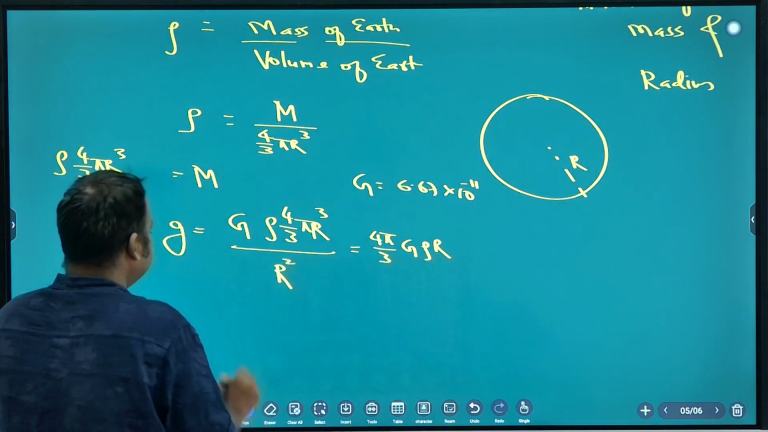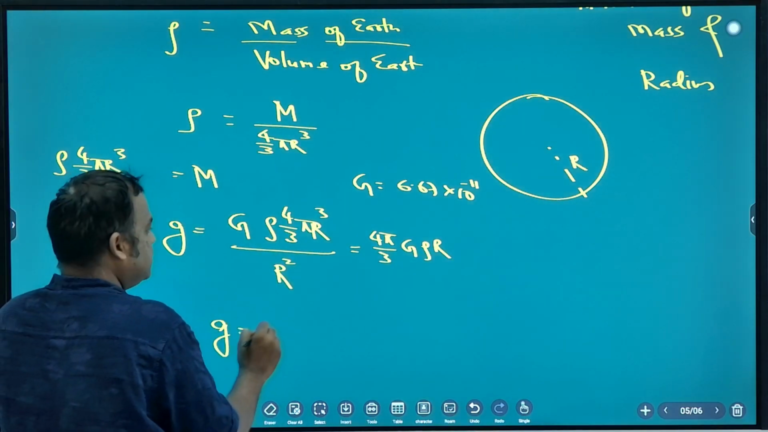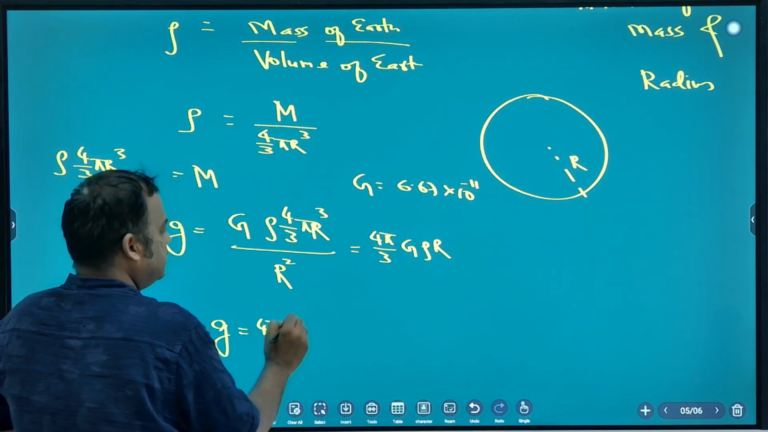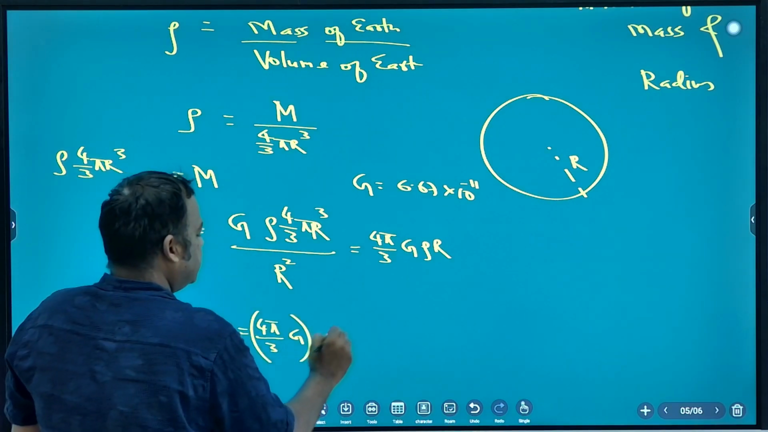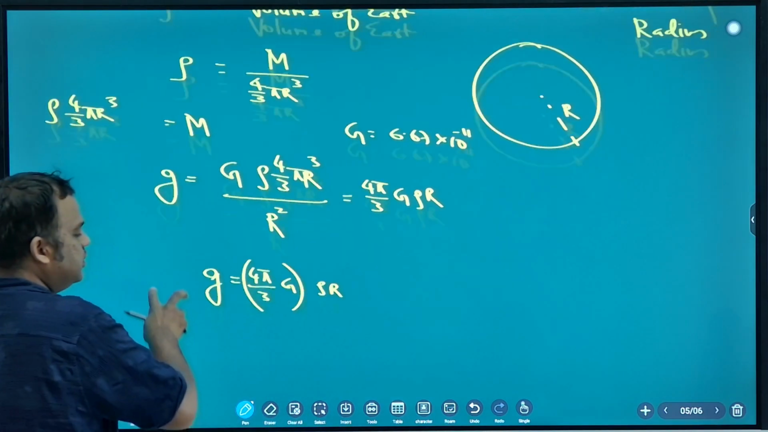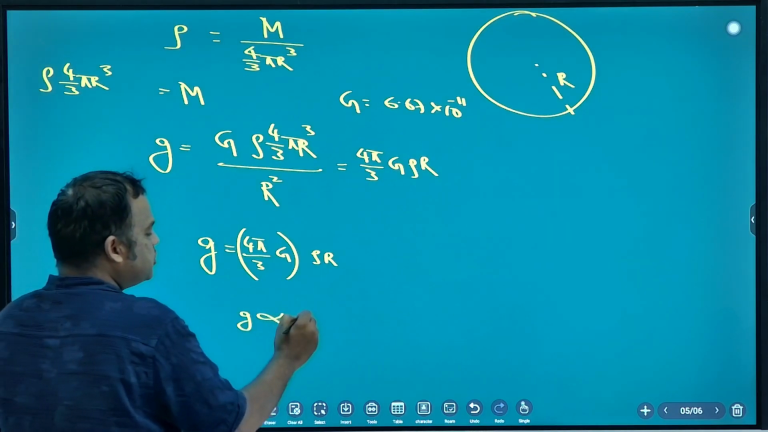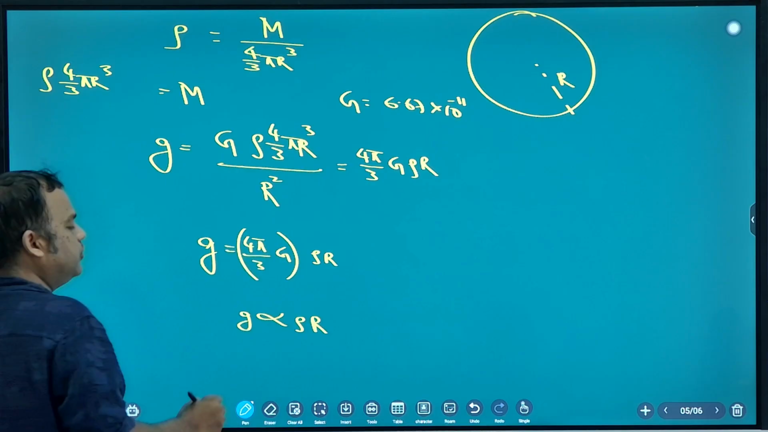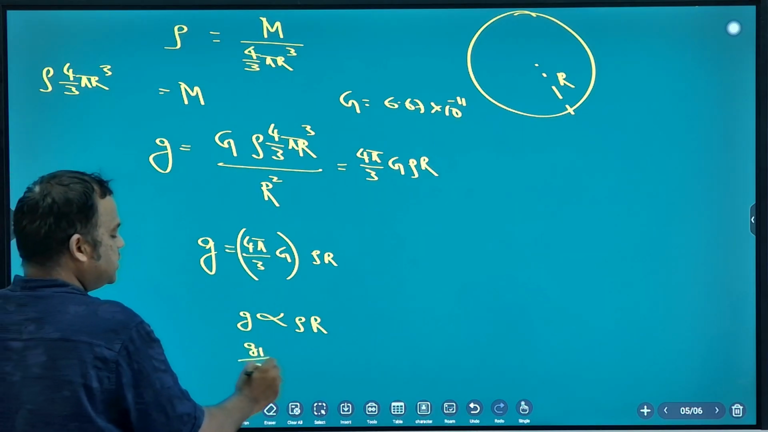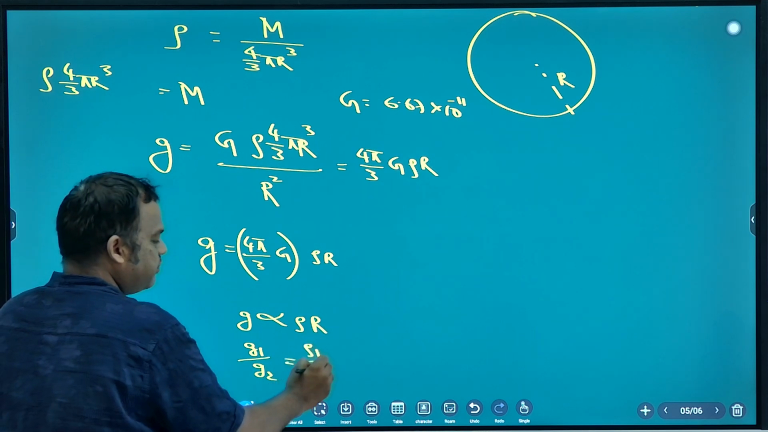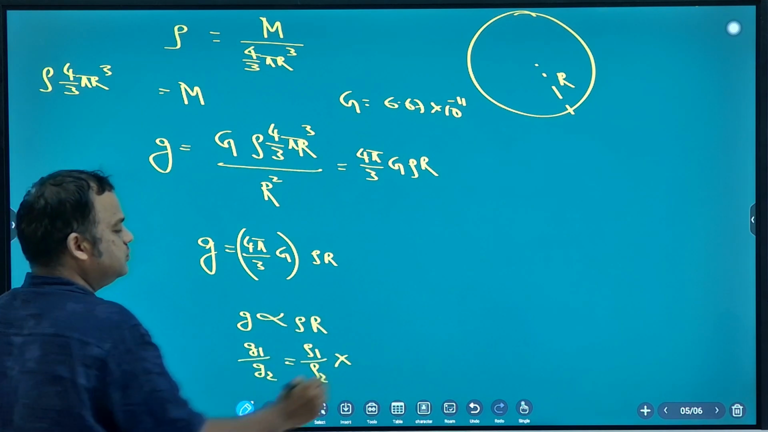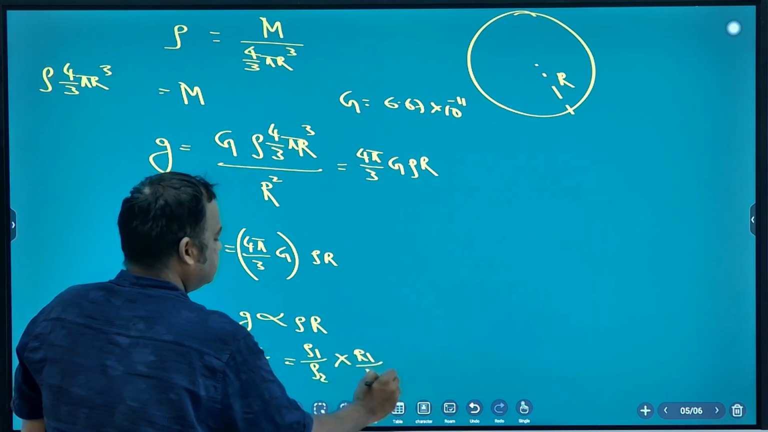Note down. So g is equal to 4 pi by 3 G, which is constant, into rho r. So g is directly proportional to rho r. So what is g1 by g2? Rho 1 by rho 2 into R1 by R2. Okay, note down.